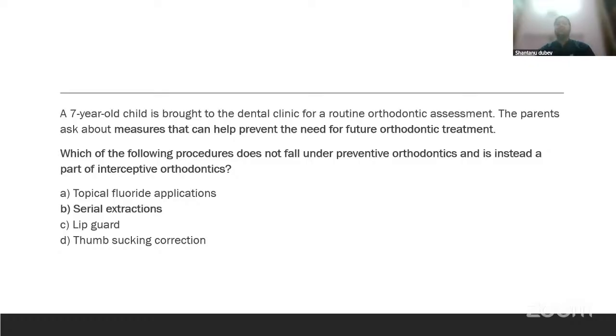D is serial extraction. So what you do is you see that the malocclusion is developing. You see there is not much space. You do the model analysis. You analyze that, okay, in future there will be crowding when all the permanent teeth erupt, and you decide to go for serial extraction. Right. That is a part of interceptive orthodontics, not preventive orthodontics. We are intercepting the malocclusion.